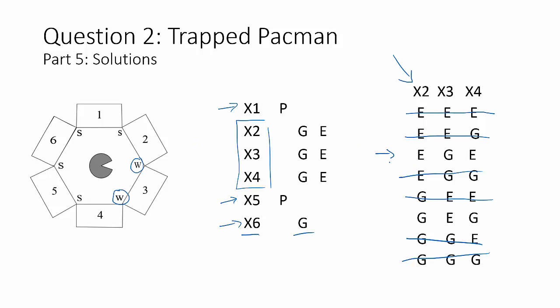There's only 2 possible solutions that we have left, and these are going to be the solutions to the problem. The complete solutions are P, E, G, E, P, G, and P, G, E, G, P, G.